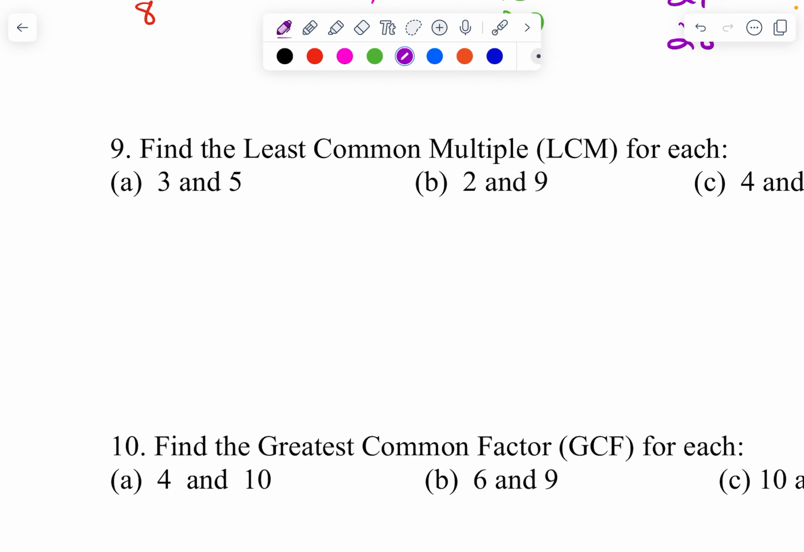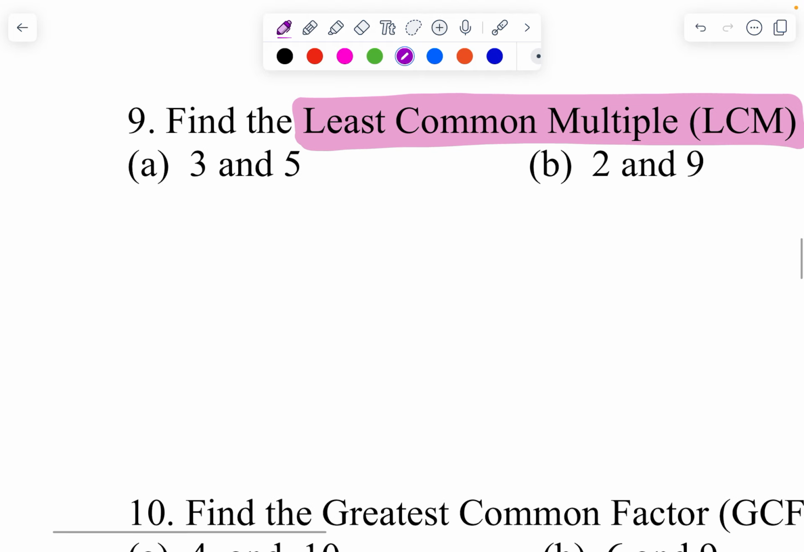All right, so problem number 9, I'm going to show you a couple different ways to find an LCM, a least common multiple. Some of these are going to be easier than others. I'm going to be honest, you pick the method that you like and you stick with it. I don't care what your method is. So for part A, I am going to list out the multiples of 3 and 5 and find the smallest multiple that they have in common.